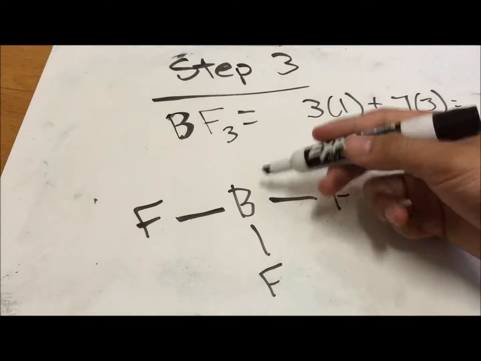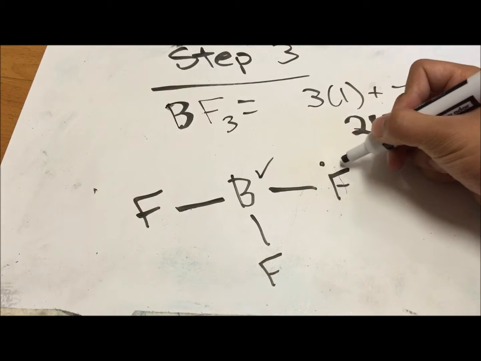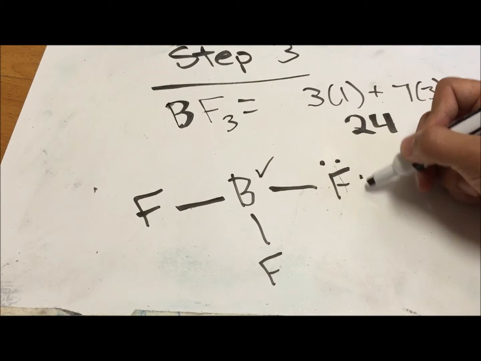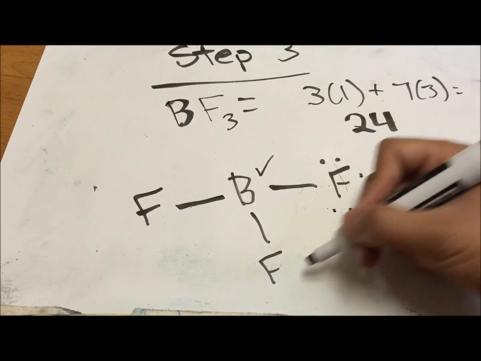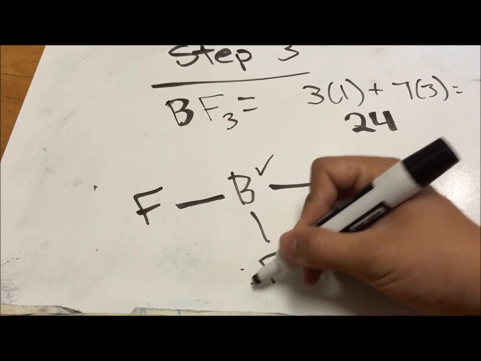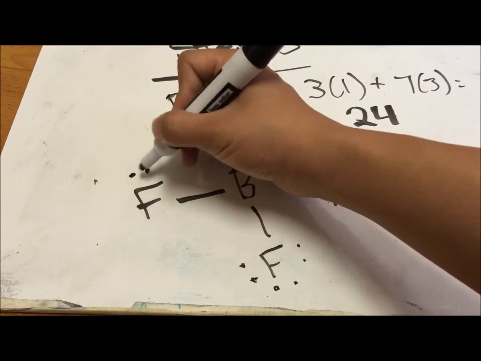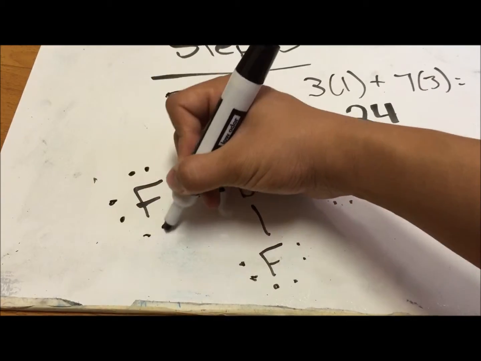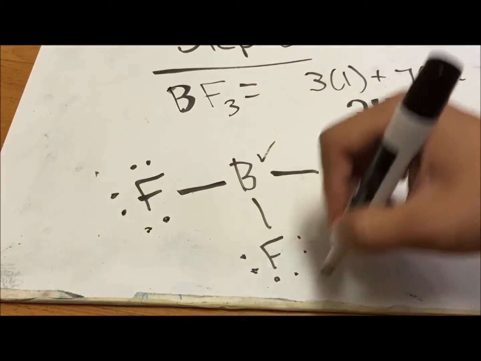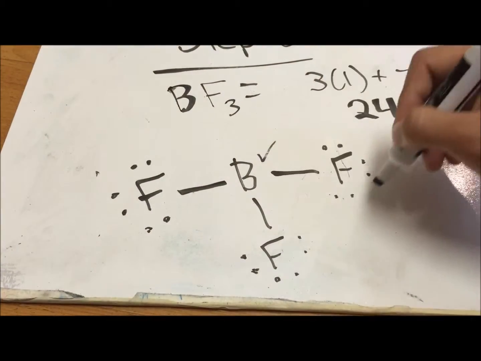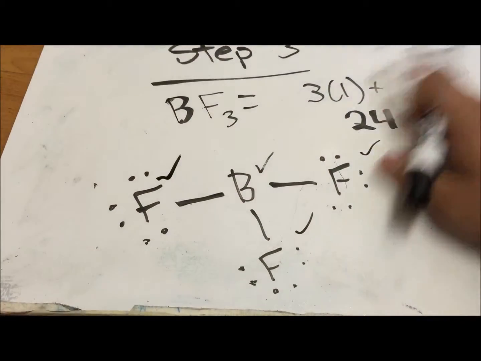However, fluorine does not complete its octet. So boron's good, but now we need to add the electrons to fluorine. So fluorine has 2, 4, 6, 8. We're going to add it to another fluorine, 6 more electrons, and then to the last one as well. Now we're going to count them all up: 8, 16, 24. And that completes the amount of valence electrons we have. So it's all good.